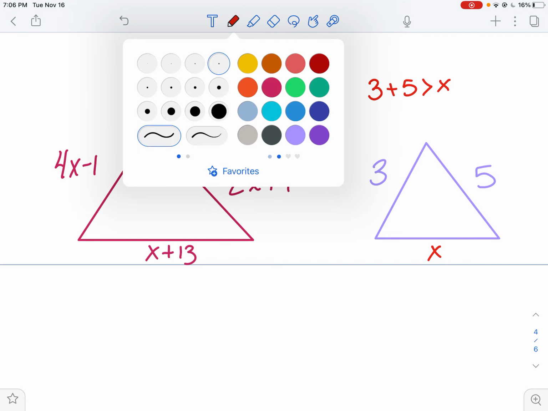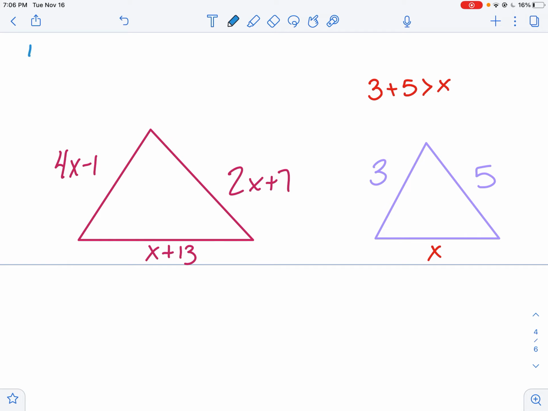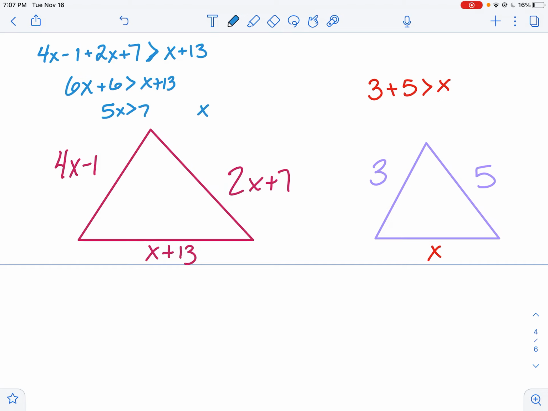But what happens if I put in variables? Well, you get the same thing. So if I were asking you to solve for the range of values that x could be, you just have to remember that the sum of any two sides should be greater than the third side. Or here I could have 6x, that should be a minus 1. Okay, so 4x minus 1, 6x plus 6 greater than x plus 13. 5x is greater than 7. So if I wanted a range, x should be greater than 7/5.